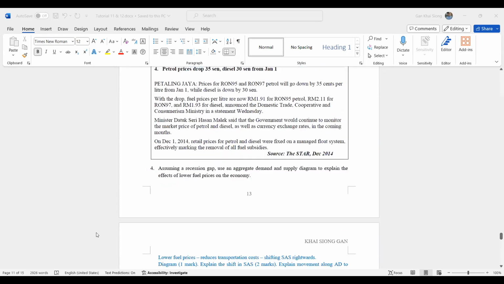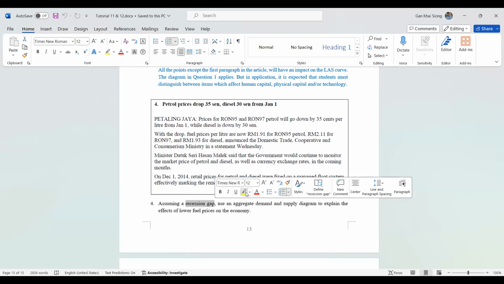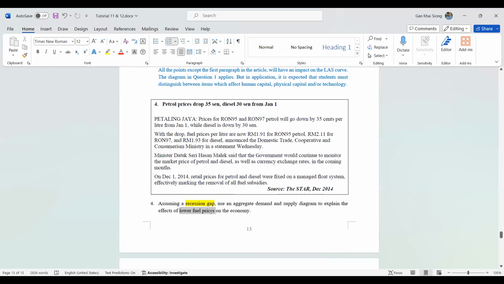Okay, next question. Petrol prices dropped 35 cents, diesel 30 cents from January 1. So it's all talking about the fuel prices only. Assuming a recession gap, that means you need to start to draw the diagram with a recession gap. Use an AD-AS diagram to explain the effects of lower fuel prices. Lower fuel prices only affect the cost of transportation. So therefore, lower cost of transportation affects the SAS curve only.